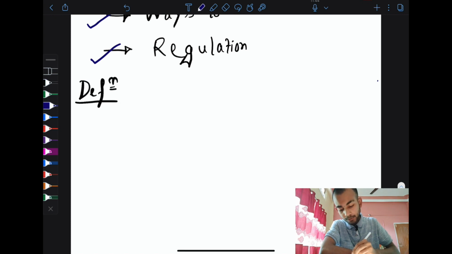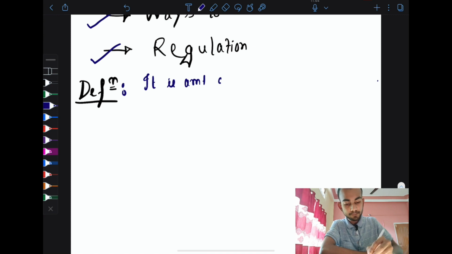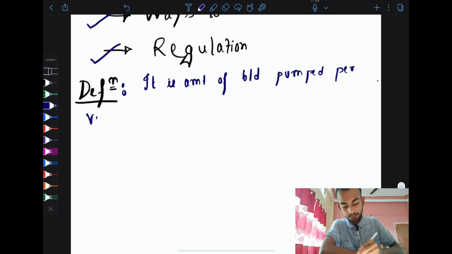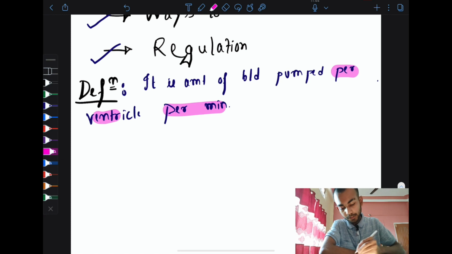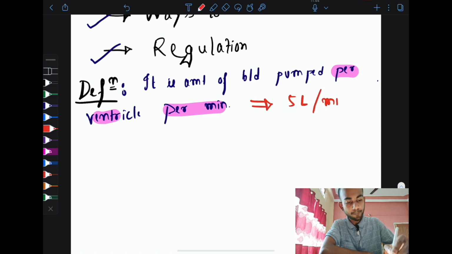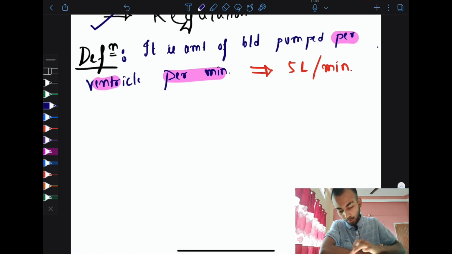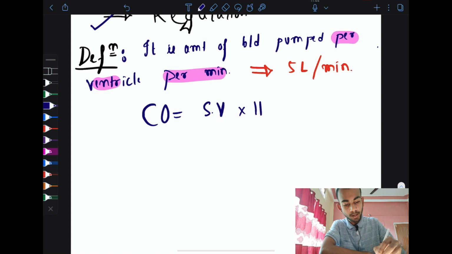So talking about the definition of cardiac output, it is the amount of blood pumped per ventricle per minute. It is the amount of blood which is pumped per ventricle per minute, and its value comes out to be 5 liters per minute approximately, right? Now this cardiac output is equal to the stroke volume into the heart rate.